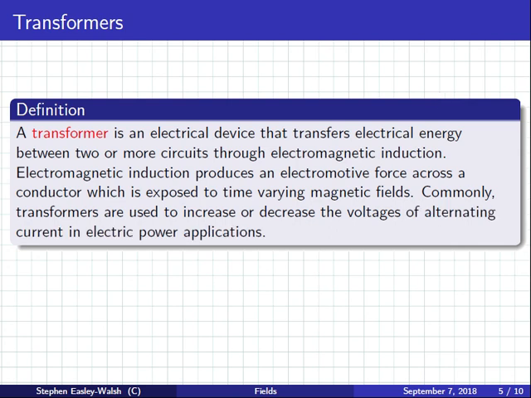So, wait. You don't have to write all of this. I'll tell you what you need for the exam. The two most important things to write: transformers are used to increase or decrease the voltage of alternating current in electric power supply. And then at the end you can just write by using electromagnetic induction, the thing we did last time. So you can just say transformers are used to increase or decrease the voltage of alternating currents in electric power applications by using electromagnetic induction.